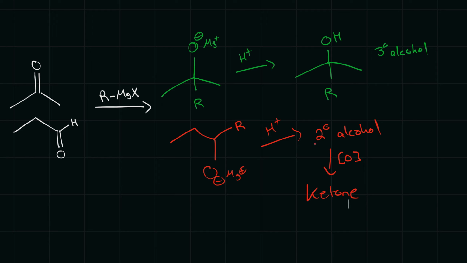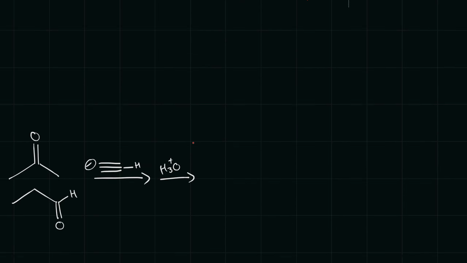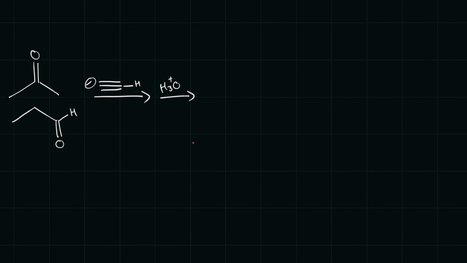So that is one of our nucleophilic additions, and adding the acid and oxidizing is not the nucleophilic addition, but rather the Grignard reaction itself is. Now, another type of nucleophilic addition is with an acetylide ion. And notice how both the Grignard reagent and the acetylide ion are really strong nucleophiles. They don't really require a catalyst for this to work.